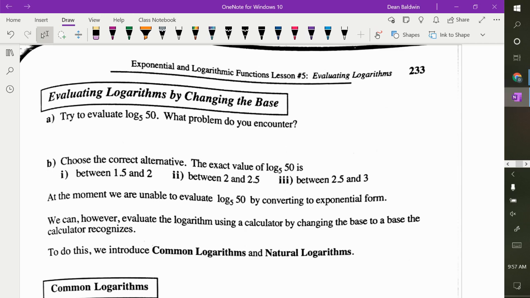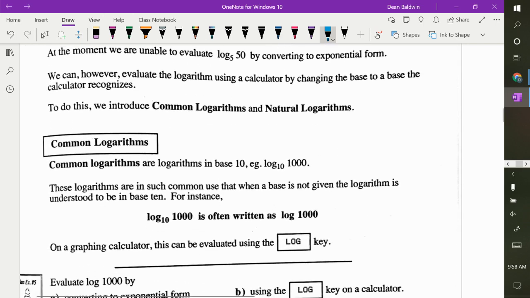So, log base 5 of 50. If I asked you to solve this, you would set it equal to x and get 5 to the x equals 50. Can 50 be made into base 5? No. So we run into a problem. Our techniques don't work. So what we can do is use our calculators.